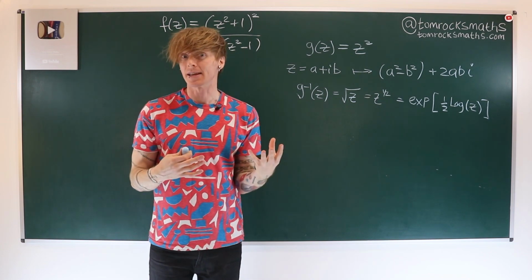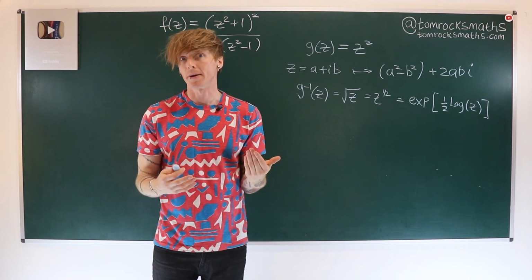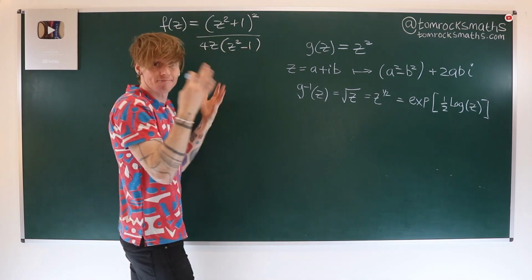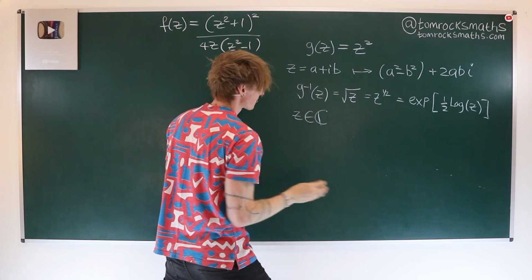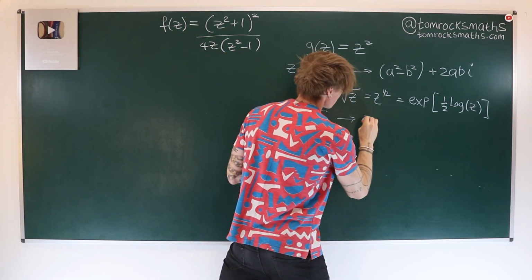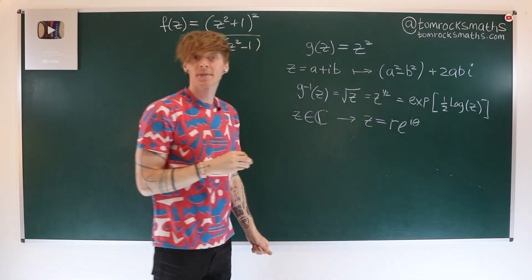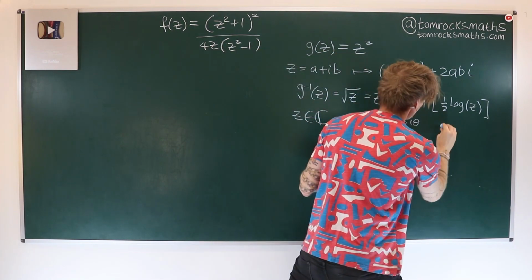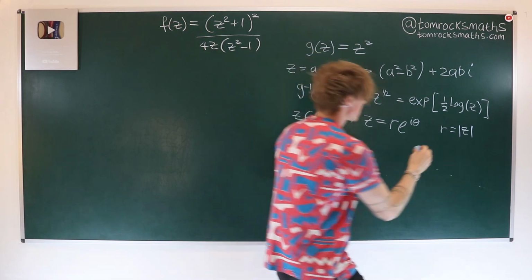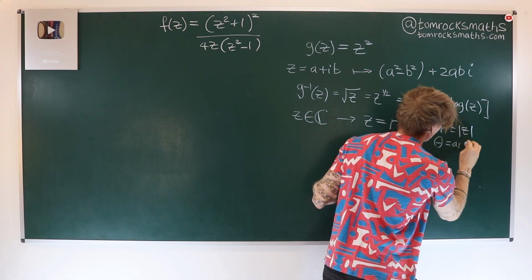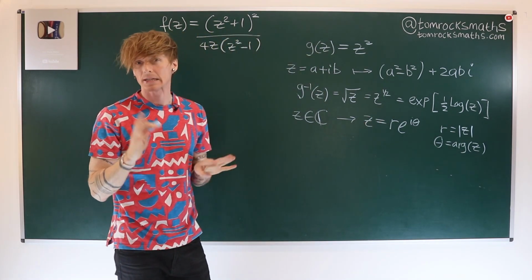Now, to investigate this, we need to look at the polar form of a complex number. So, if I have a randomly selected complex number, z, then we can say that z is equal to r e to the i theta, where r is what we call the modulus of z, which is the distance from the origin, and theta is what we call the argument, or arg z, and this is the angle with the positive x-axis.